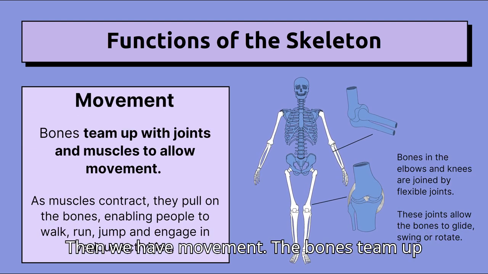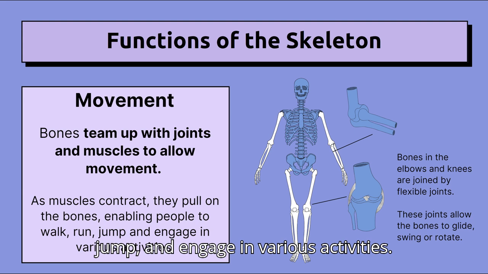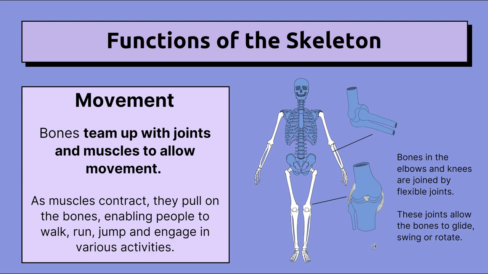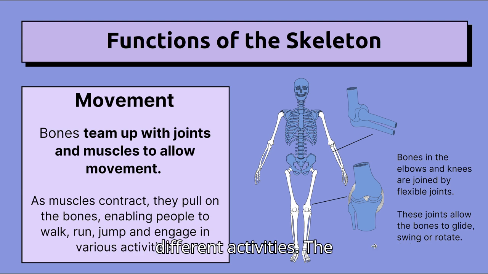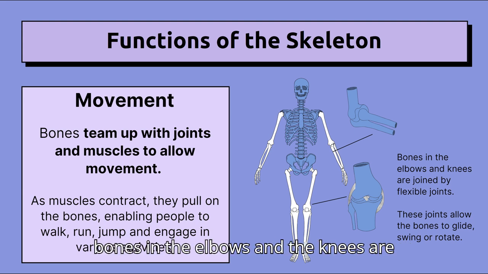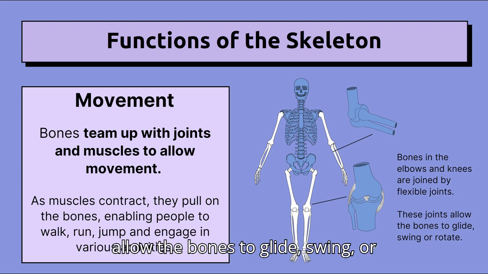Then we have movement. The bones team up with joints and muscles to allow movements. So as the muscles contract, they pull on the bone, enabling people to walk, run, jump, and engage in various activities. So because of these bones, we can perform different activities. The bones in the elbows and the knees are joined by flexible joints. These joints allow the bones to glide, swing, or rotate.